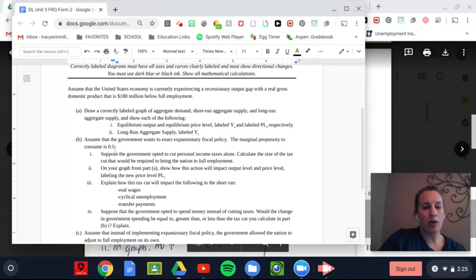And then we also saw that in Part B, the government was going to enact expansionary fiscal policy and that the MPC was 0.9. So for part number one, it says that they're going to opt to cut personal income taxes, and you had to calculate the size of the tax cut that would be required to bring the nation to full employment. So everybody yesterday had to work with the tax multiplier a little. So I'm going to bounce over to the answer key so that you can see that and part two about how that would be reflected on the graph.